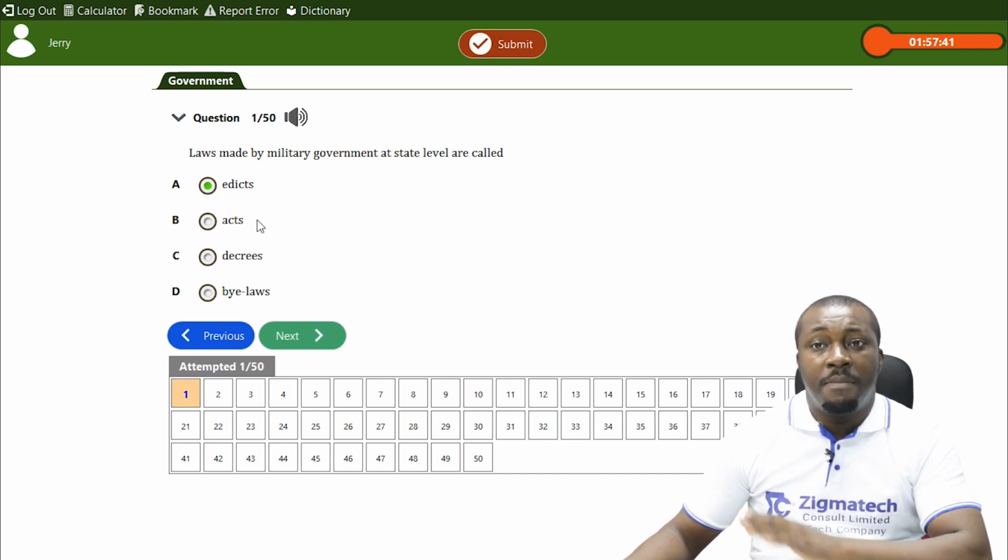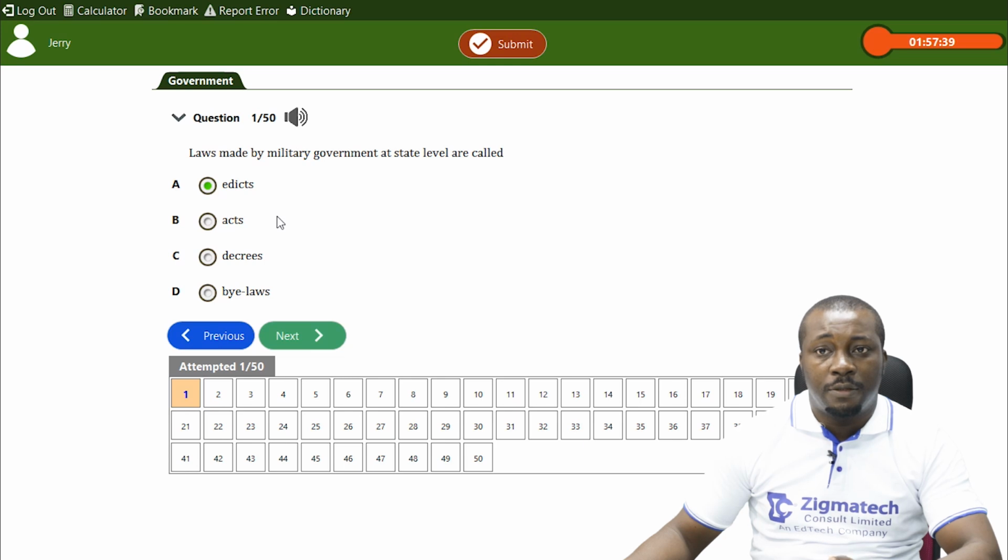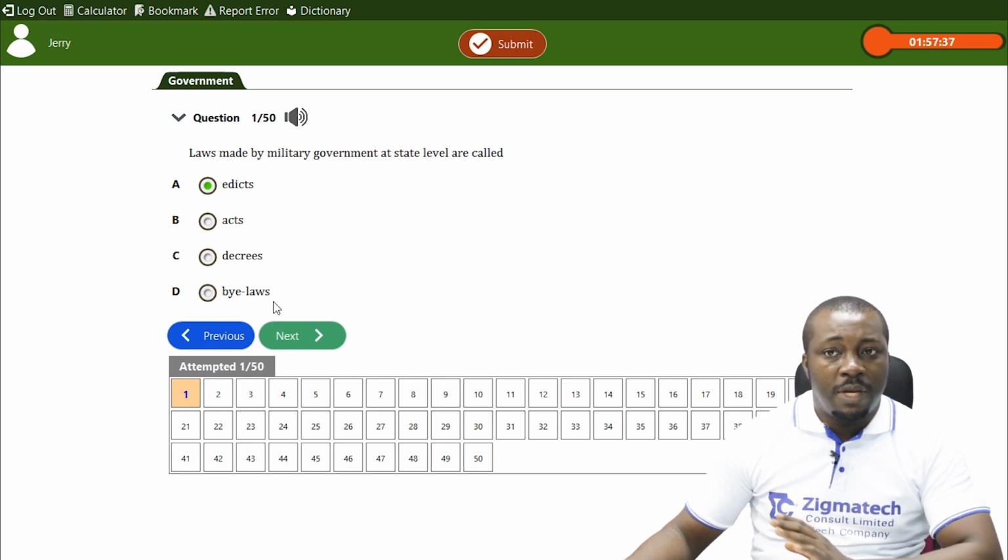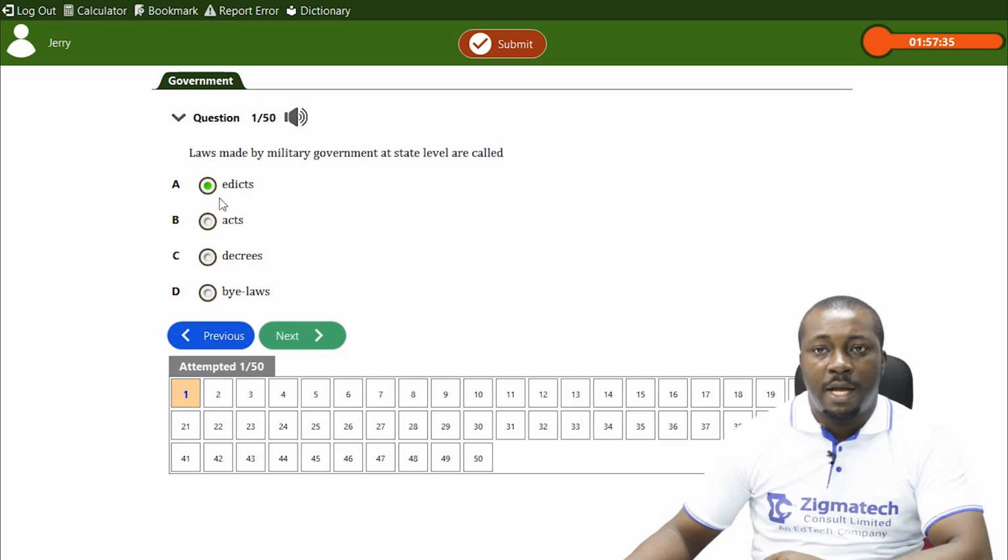Acts are laws made by normal legislators. So it's not acts. Bylaws are laws made by local authorities. So A is the answer.